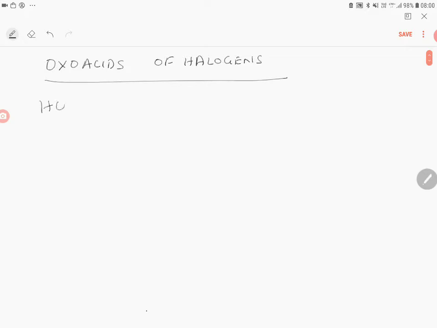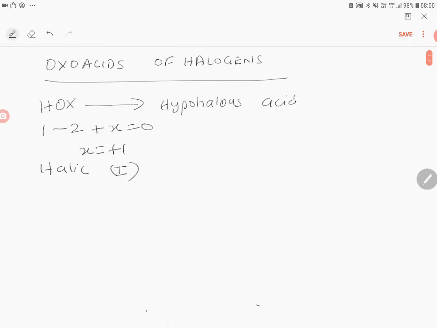First, HOX, hypohalous acid. Hypohalous acid: hydrogen is +1, oxygen is minus 2, plus X equal to 0, X equal to plus 1. That is the reason this acid is known as halic(I) acid. So the terminology is given based on the calculation of the oxidation state of the halogen. So what is X? Here X is the oxidation state of halogen.